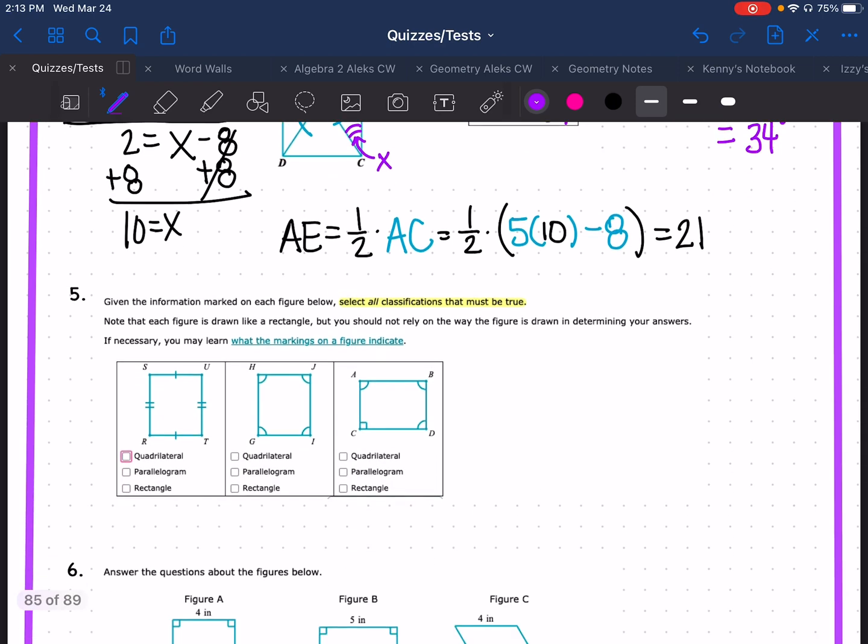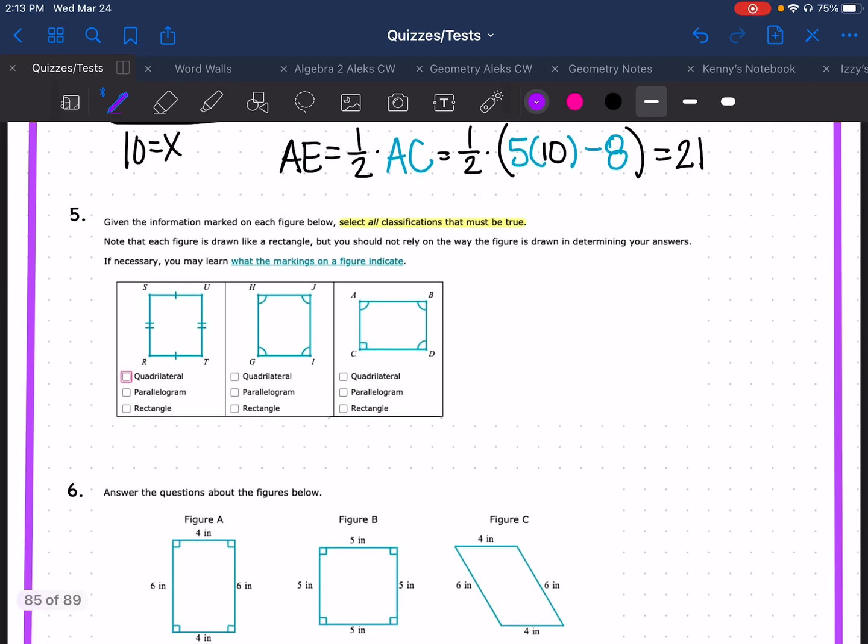All right, question number 5 is going to give you some information and ask you to select all the classifications that must be true. Each figure is drawn to look like a rectangle, but that does not necessarily mean that it is one. You have to pay attention to the markings. And I'm guessing that with that last sentence, you can click on what the markings on the figure indicate, and it will tell you, and you shouldn't lose any credit for doing that.